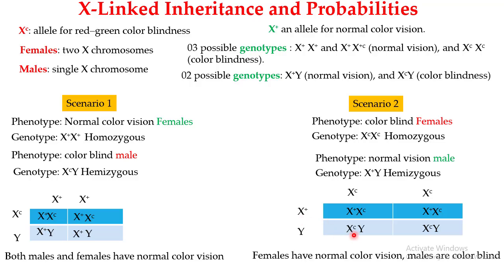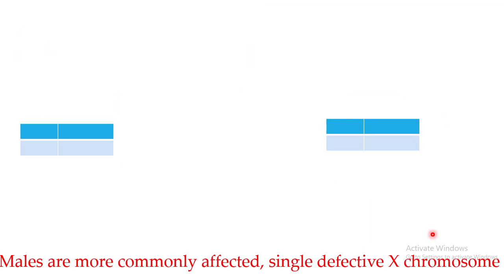If you talk about the males over here, the father was normal, but the mother is giving the X chromosome to their sons, and the mother is only carrying the X chromosome containing the allele for red-green color blindness. So all of the male offspring are going to be color blind.